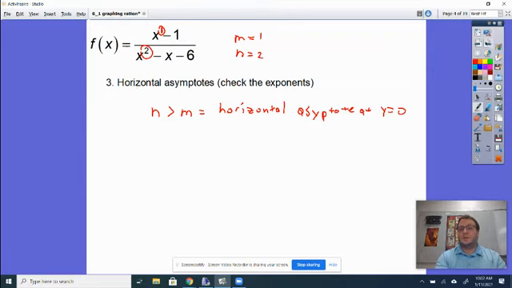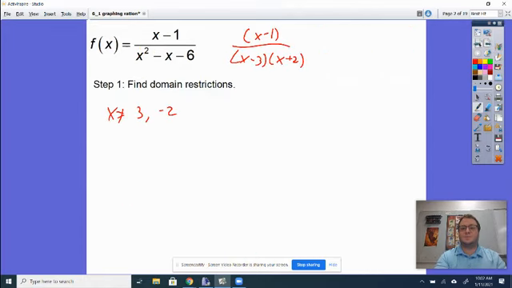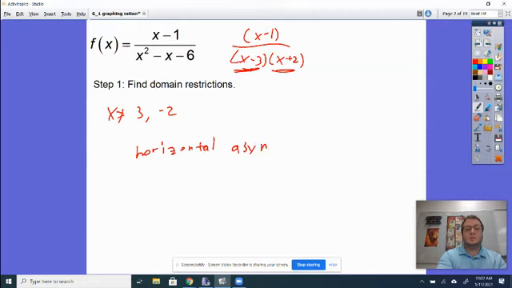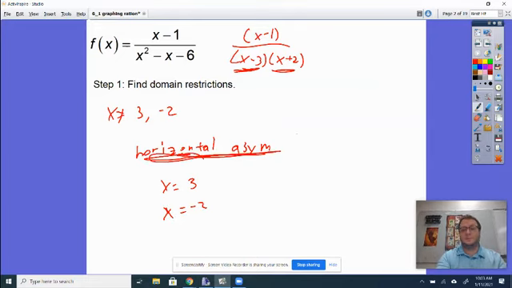Okay, but hold up a second. We saw some other asymptotes. So let's go back to those. I have problems at 3 and -2. So at 3 and -2, since these do not cancel out, they stay, because if nothing cancels out, I'm going to have a vertical asymptote at x equals 3 and x equals -2. Okay, and I'm using equals here because that's where the asymptotes are at.